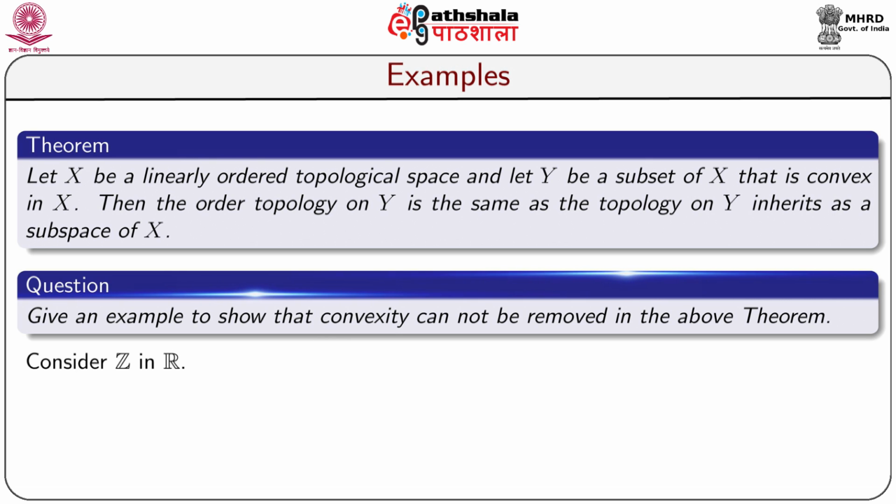You can consider Z in R. So, what is the subspace topology on Z in R? We have seen in the previous example that the subspace topology on Z induced from R is discrete, but if we take the order topology on Z, then no singleton is open. Please check it. So, the subspace topology induced from R and the ordered topology on Z are different.